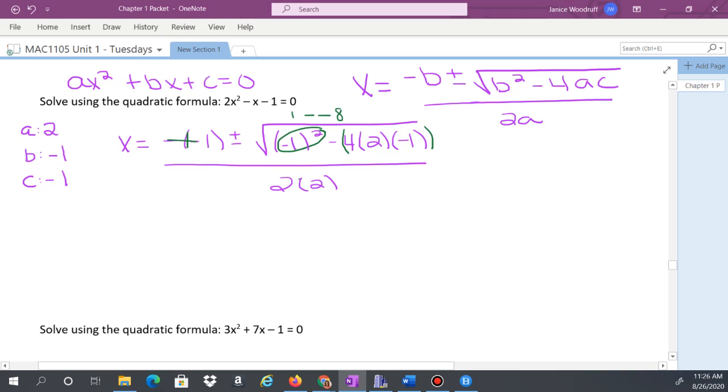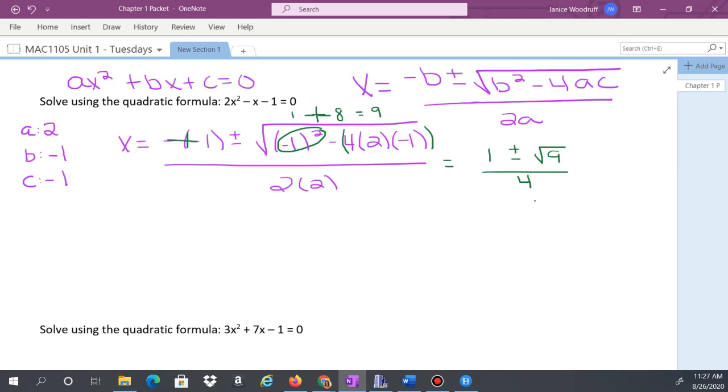So now I look like that, 1 minus negative 8, which then turns into 1 plus positive 8, sorry. Double negative turns into a plus, 1 plus 8, and that'll give me 9. That's still under the radical, I'm just trying to work that out. So we're looking like this, 1 plus or minus radical 9, and then 2 times 2 is 4. Okay, then once we get there, we simplify as much as we can.